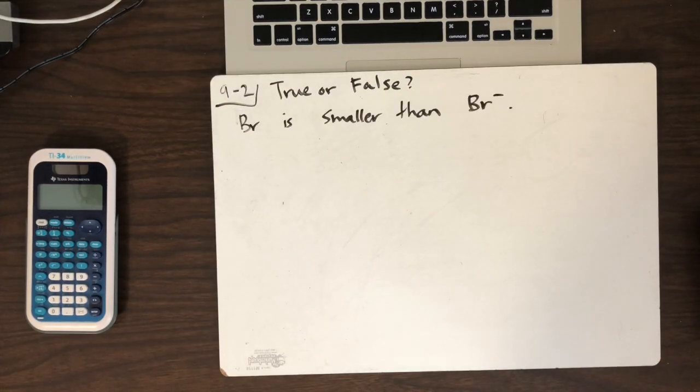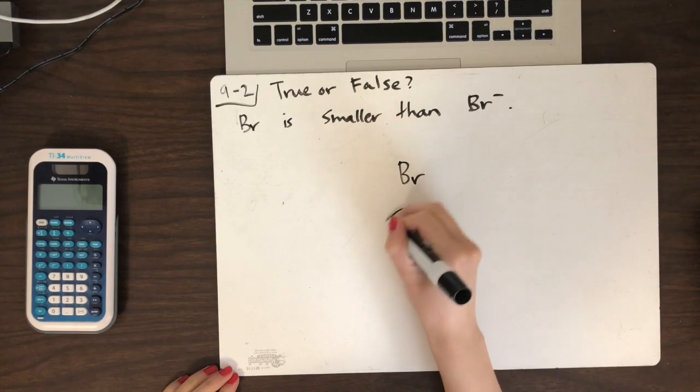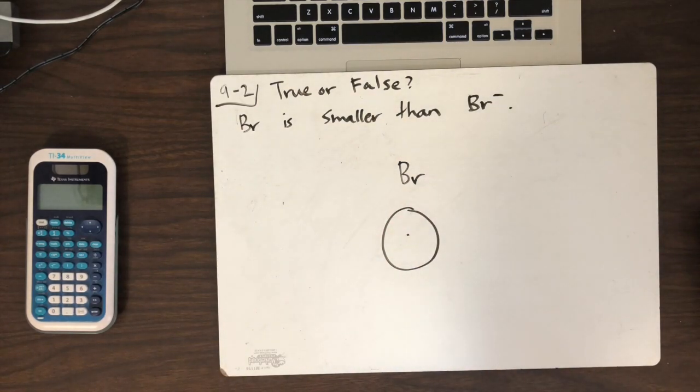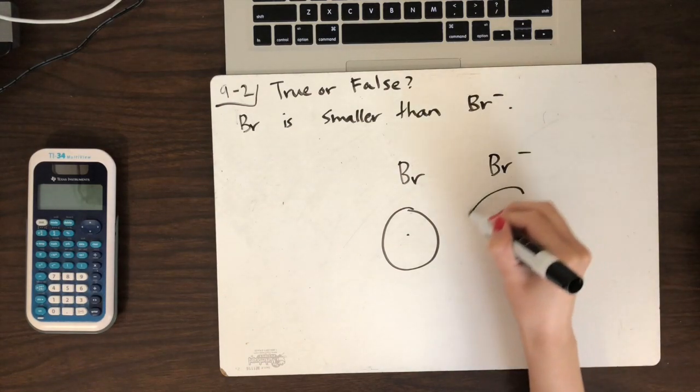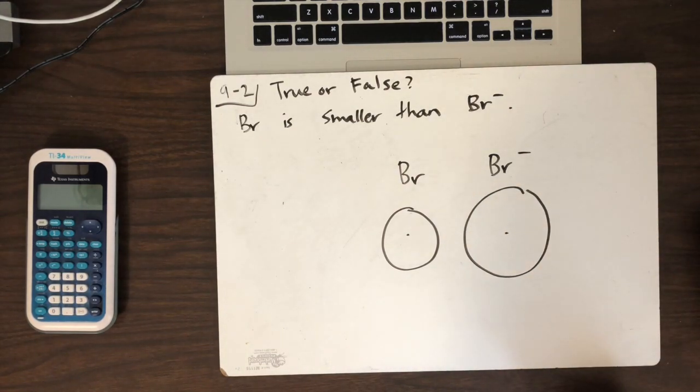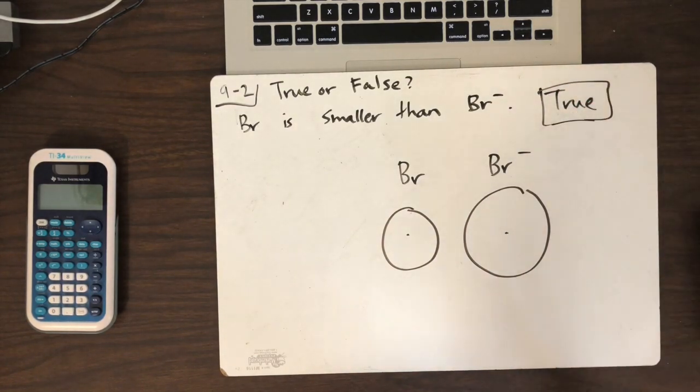The fifth statement says Br is smaller than Br minus. So let's think about it: Br has protons and an electron cloud, and then Br minus has even more electrons. We're going to add to that cloud, and it's going to be bigger. So the statement that Br is smaller is true, and that's going to be our true statement.